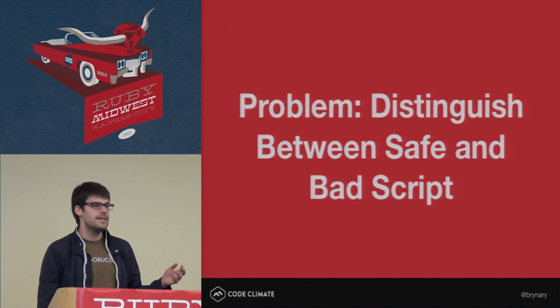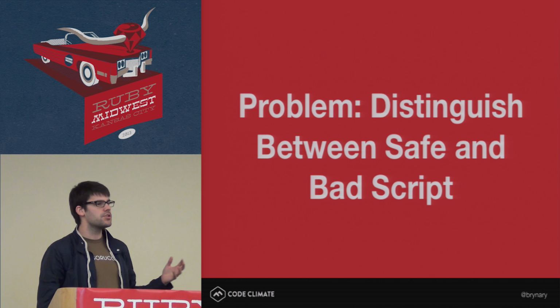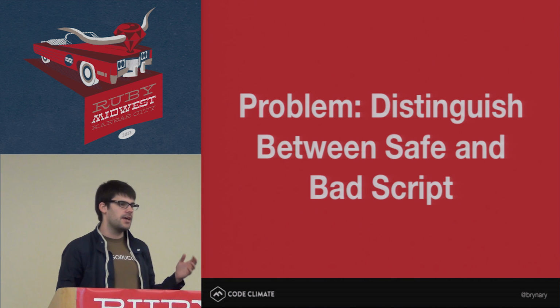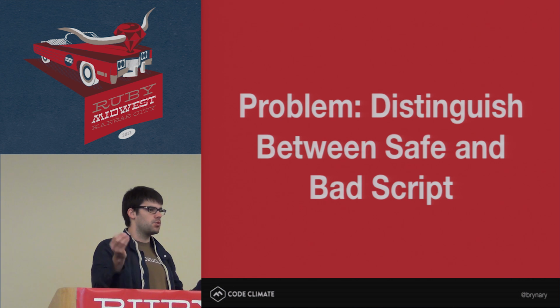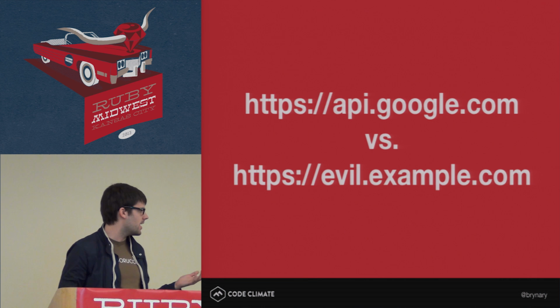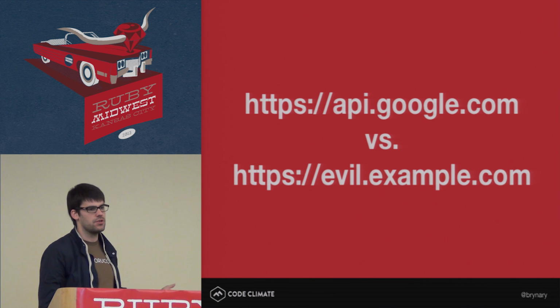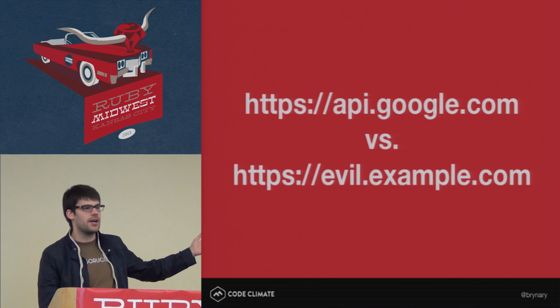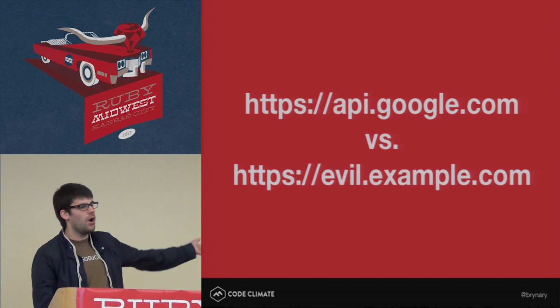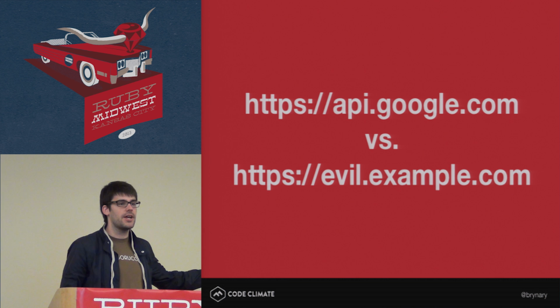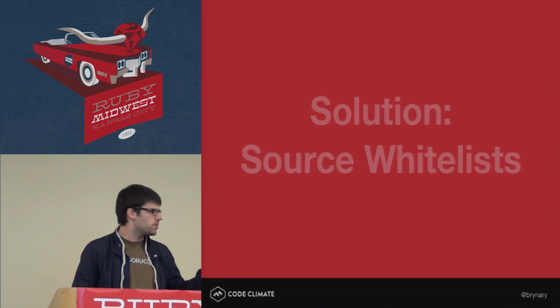The problem is it's difficult for a browser to distinguish between safe script and evil script. So it just has a page. It doesn't know how that information was pulled into that page, right? So if there's a script tag that an attacker injected, it can't distinguish that. An example would be, what if there's an external script tag that points to api.google.com, so you can add the Google Plus button to your website. The browser will let you do that, but it will also let you add a script that points to evil.example.com, because it doesn't know the difference between those things.